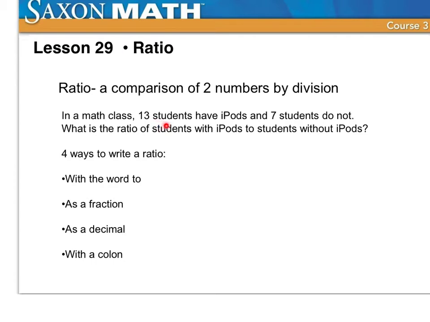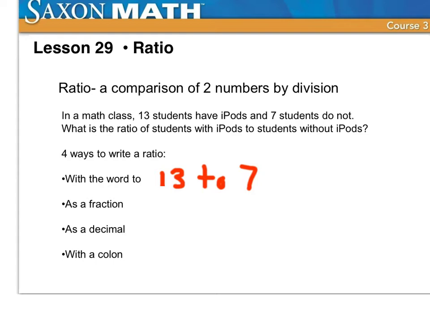In a math class, 13 students have iPods and 7 students do not. I want to know the ratio of students with iPods to students without iPods. And there's 4 ways to write this. With the word "to" is one way. So the ratio of students with iPods, that's 13 students, to students without iPods, 7. That's one way to write a ratio.